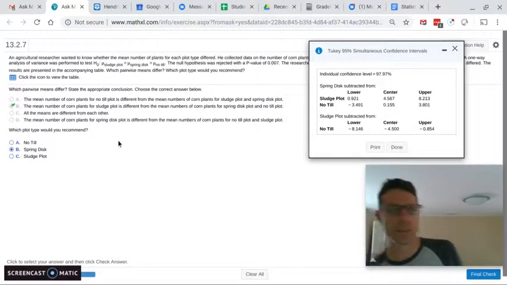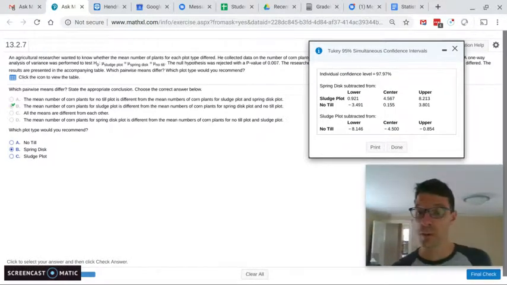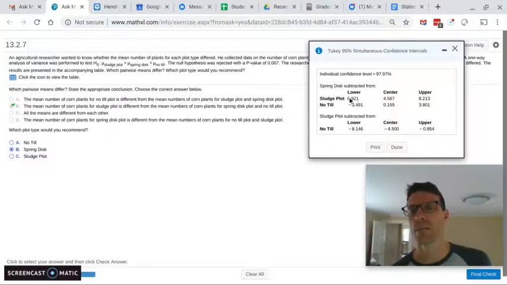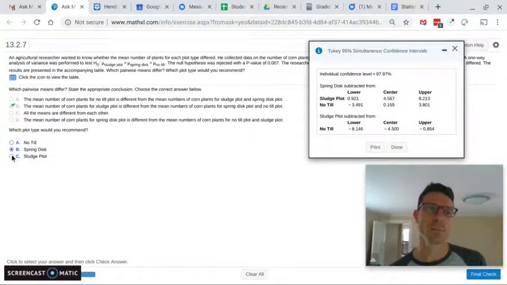And then they say, well, okay, sludge plot is definitely different. Is it different lower or different higher? And as I was discussing earlier, when we subtract spring disc from sludge plot, everything's positive. That means sludge plot's bigger. And when I subtract sludge plot from no-till, everything's negative. That means sludge plot is bigger. So we definitely would want sludge plot.